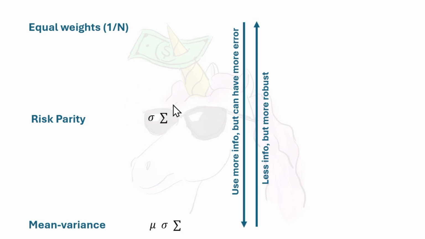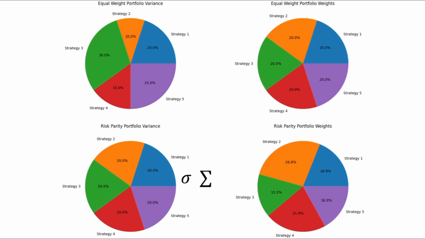What if we only look at risk? The risk parity method only cares about your covariance matrix. It doesn't care about the return at all. Compared with the equal weight portfolio, it looks something like this. Say this pie chart represents different variances of your strategies in your equal weight portfolio, and then what your equal weight portfolio does is simply give 20% to each strategy.